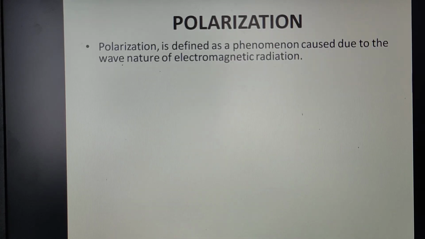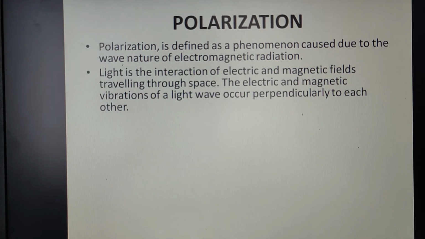Polarization is defined as a phenomenon caused due to the wave nature of electromagnetic radiation. When I talk over here about electromagnetic radiation, we are considering that light is also an electromagnetic wave. Okay. When you see the electromagnetic spectrum from the previous topic that I have done, visible light also falls under the category of electromagnetic radiation. So it is a phenomenon caused due to the wave nature. We know that light is a wave as well as a particle. So the wave nature of light will make it undergo this phenomenon of polarization.